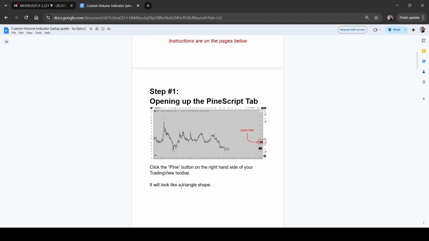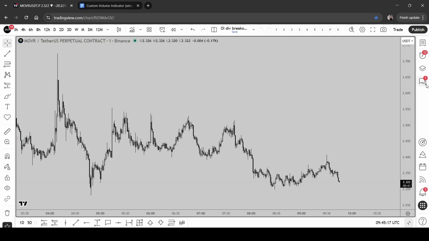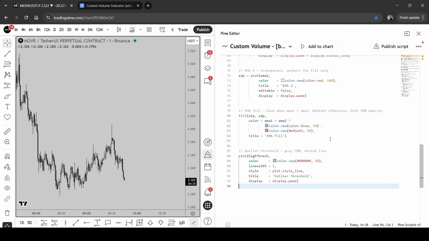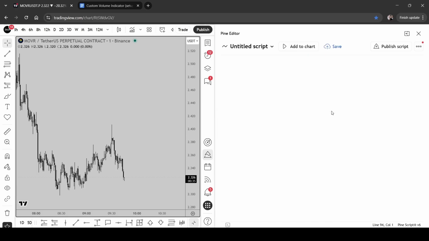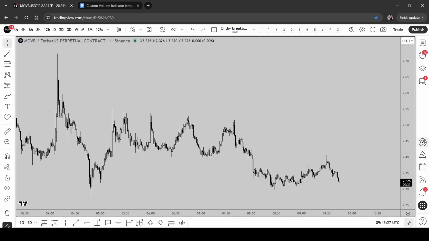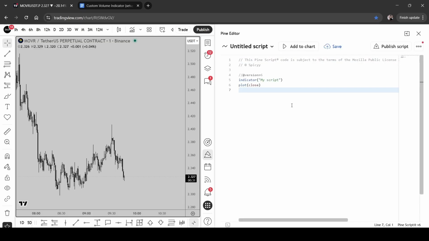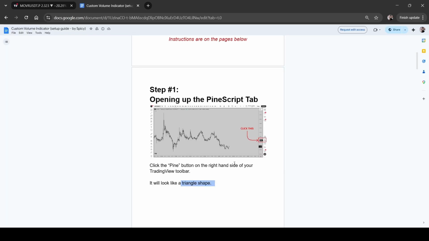You're going to find that it looks like some kind of triangle shape. So right-hand side, when you hover your mouse over it, it's going to say Pine. So that's how you know that you've got it. Let me just start fresh so that my one is going to look like your one. There we go. So when you open up a brand new Pine editor, it should look something like this.